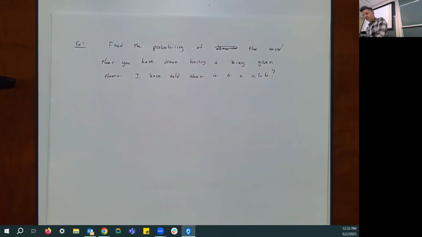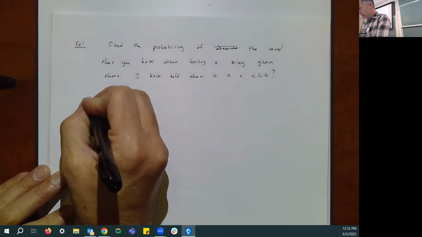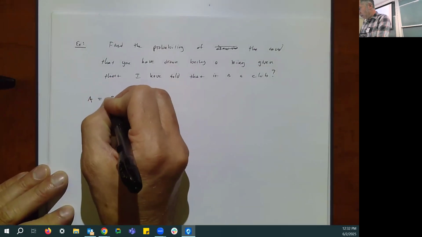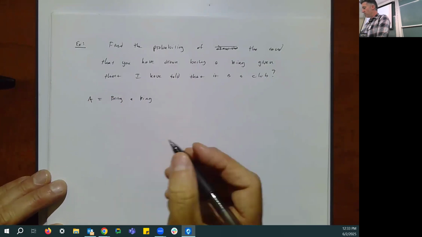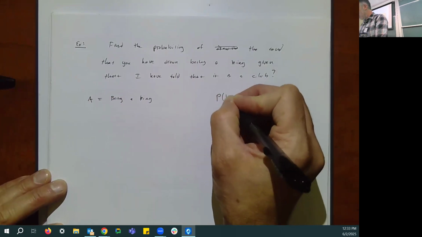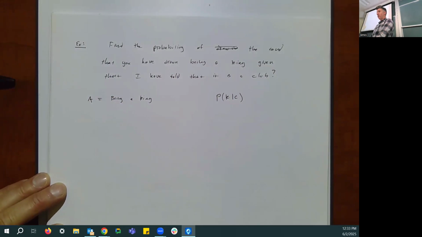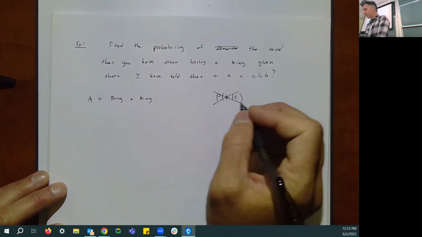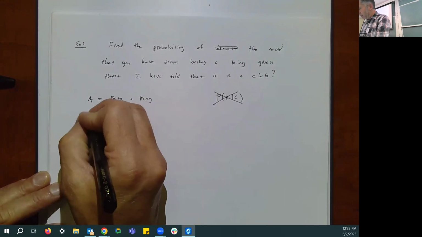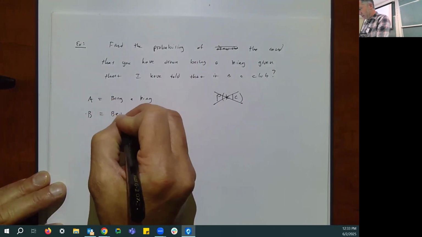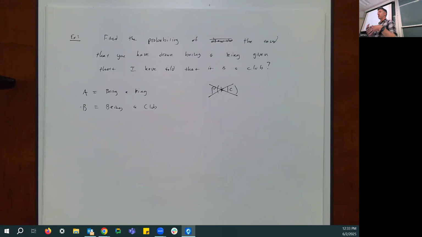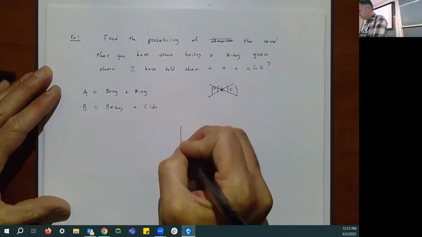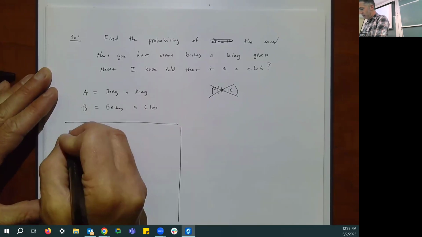So let's label our events. Let's say that event A is being a king, and event B is being a club. I will point out we're probably doing more work than we really need to here. You could just write that I want to find the probability of being a king given it's a club. But I'm going to be a little bit more process oriented here. I'm going to again emphasize there are two ways you can approach these conditional probability questions. One way is to look at your reduced sample space.